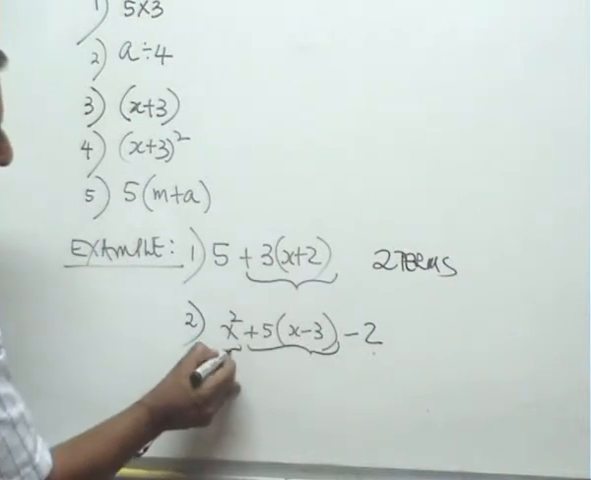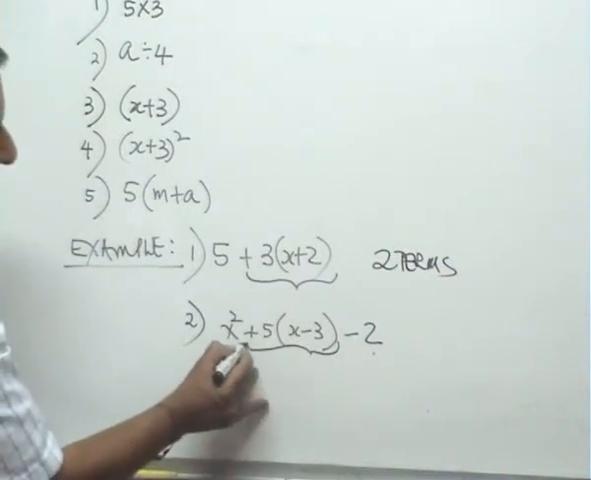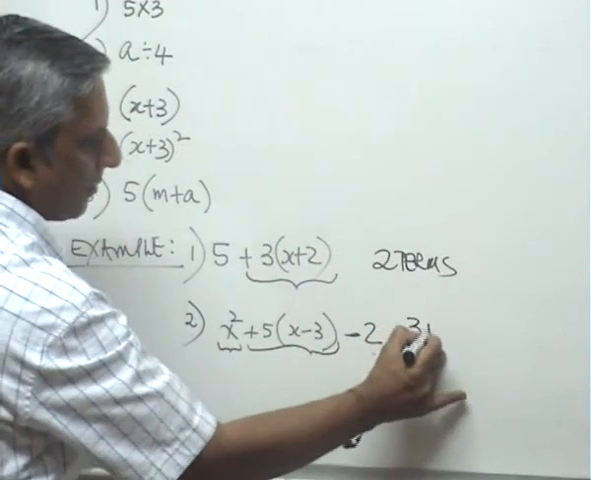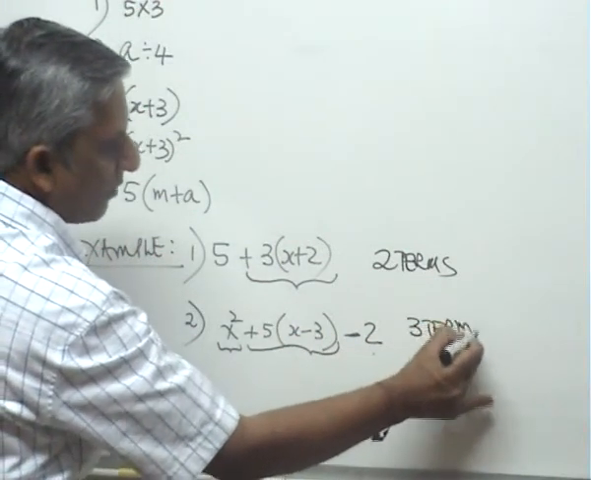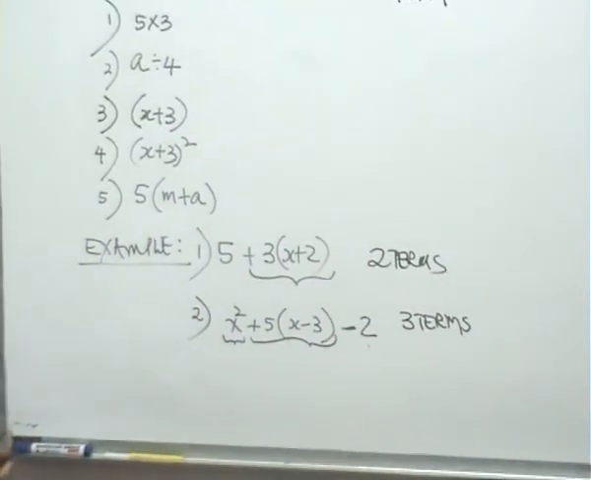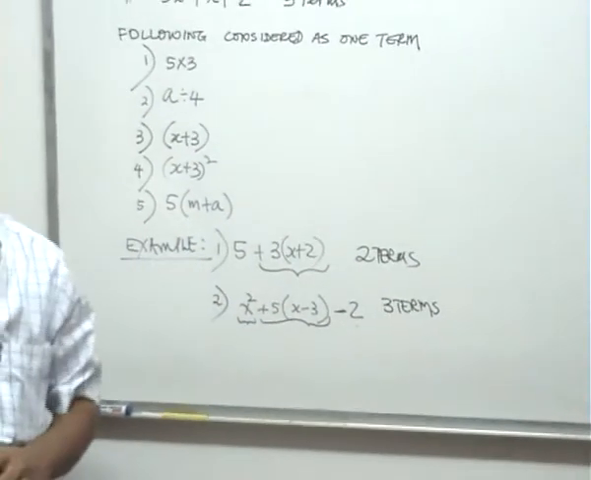So this is your first one, x squared. Then your second term is all this, and then that's your third term. So you need to be clear about this before you do the exercise. Alright, so in the exercise you'll have to use this knowledge. Now let's get to the exercise and have some fun.